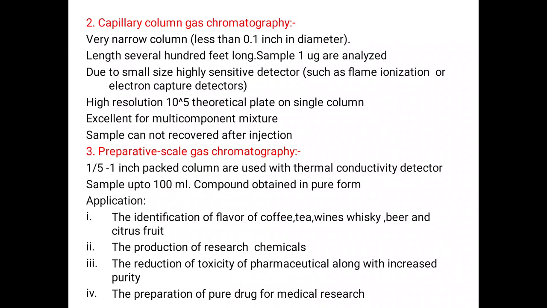The columns are not packed with a support coated with a substrate. Instead, a liquid substrate coats the inside walls of the column. The 1 microgram sample may require size reduction with sample splitters to avoid swamping the detectors, and due to this, small, highly sensitive detectors are used, such as flame ionization or electron capture detectors.